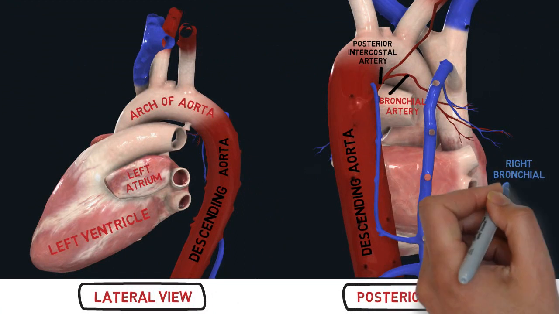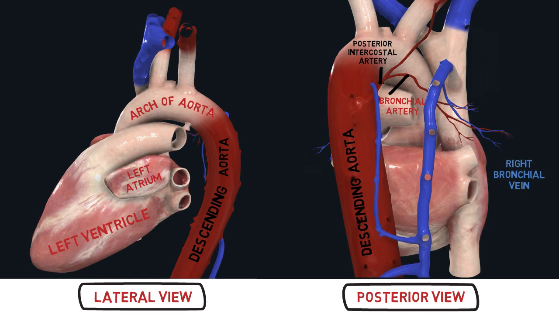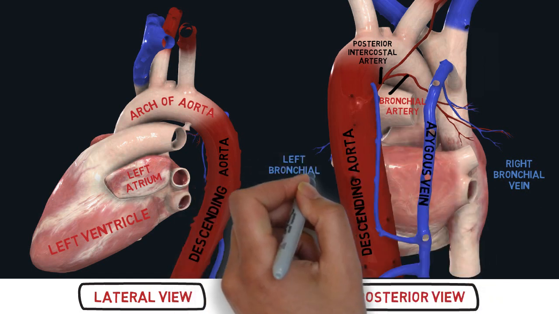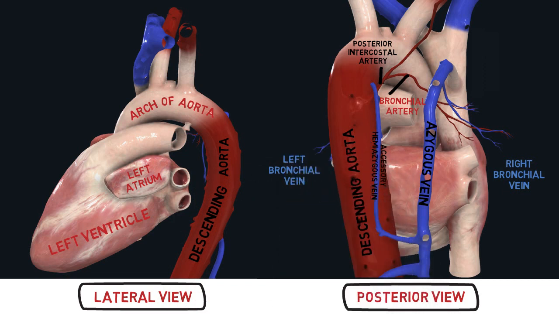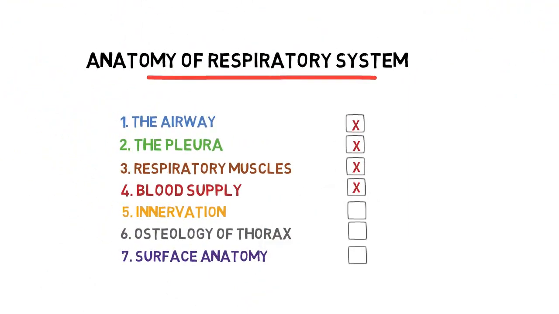Then the blood is drained into the bronchial veins, the right goes into the azygos and the left bronchial veins into the accessory hemiazygos, both of which eventually end up at the superior vena cava and enter into the right atrium. Whereas the pleural fluid drains back into the system through the lymphatic vessels. Finished with blood supply, let's move on to innervation.